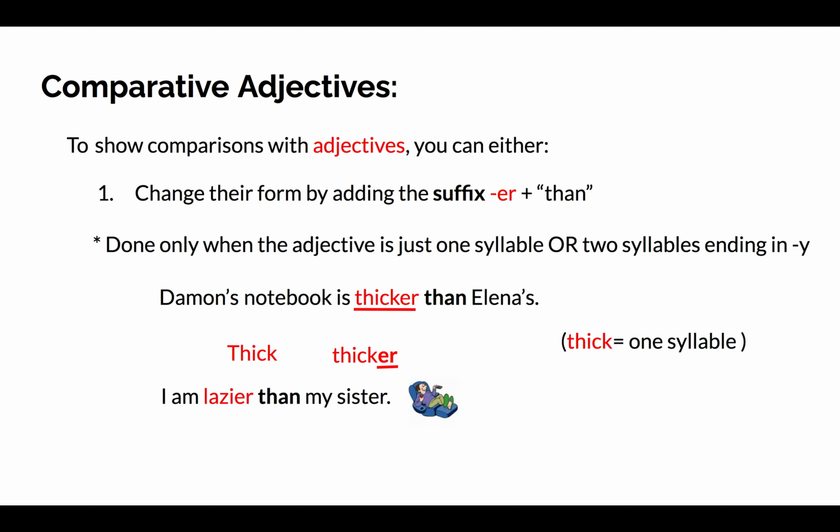I am lazier than my sister. The base adjective lazy is two syllables, lazy, and ends with the letter y. Since it follows this rule, the y becomes an i and er is added. Lazy becomes lazier, and than is added.